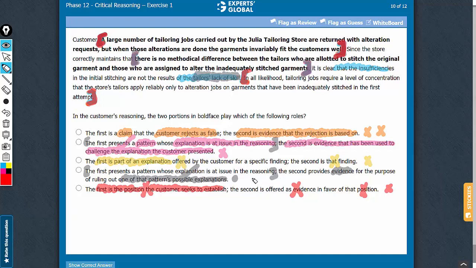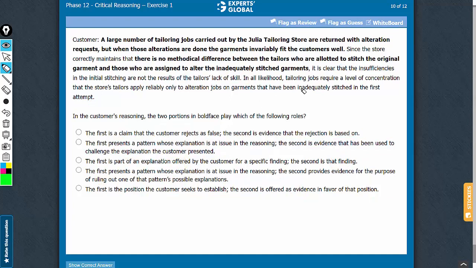Let's confirm answer choice D once. See, we know that this is the conclusion here. We know that this is a finding, a pattern, and this second boldface is an explanation that does away with a possible explanation and in effect leads to the main conclusion of the argument. Look at answer choice D. The first presents a pattern whose explanation is at issue in the reasoning. The first half cannot get any better. This is absolutely correct.